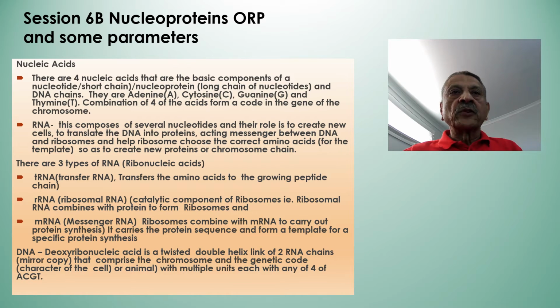DNA is a deoxyribonucleic acid, which is actually 2 RNA chains combining, and therefore you have one oxygen going, deoxy, as you call it, the removal of the hydroxyl group. It is a twisted double helix link of 2 RNA chains, which is a mirror copy, and this comprises the chromosome and the genetic code, which is a character of the cell or the animal. Multiple units of any of these 4 nucleic acids will form one code.